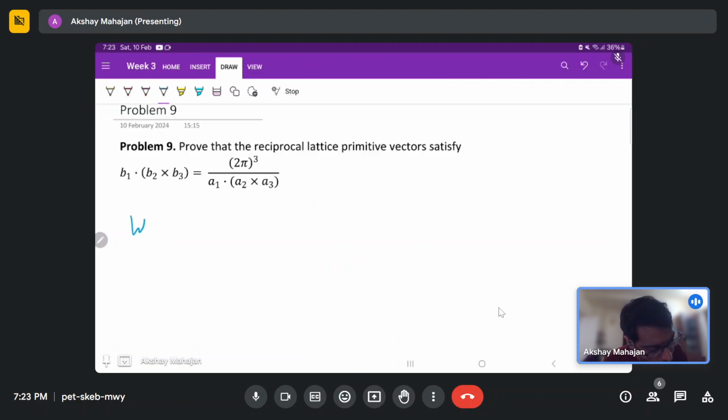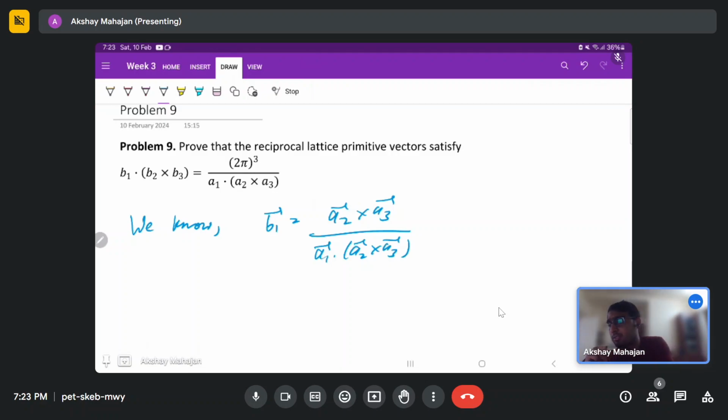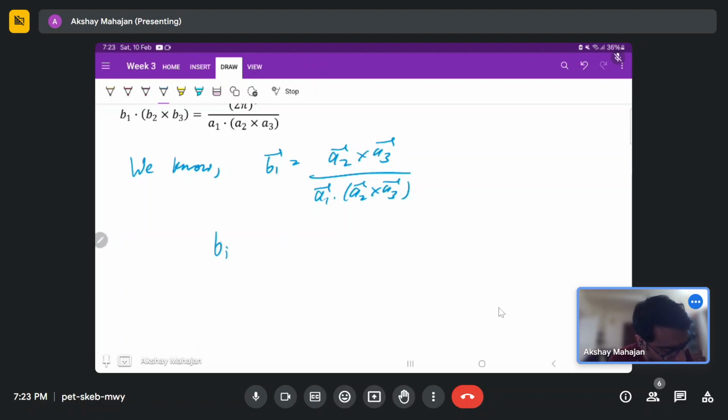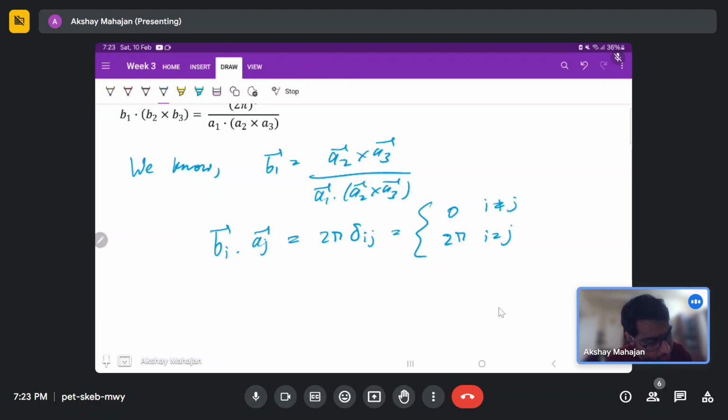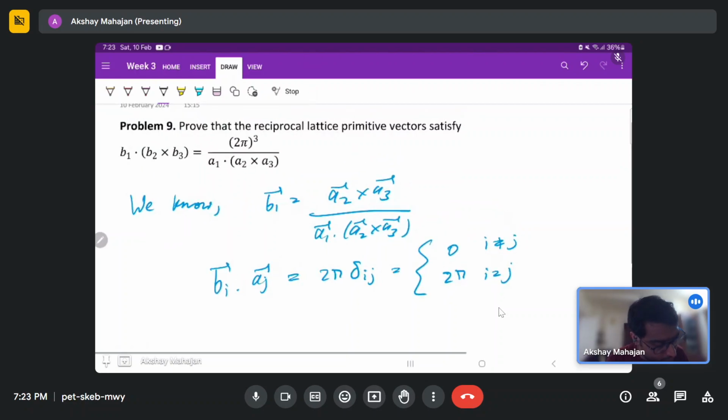Okay, so we know b1 vector is equal to e2 vector cross e3 vector divided by e1 vector dot e2 vector cross e3 vector. We will use this, and also we will use bi vector dot aj vector, that is equal to 2 pi times delta ij, which is 0 for i not equal to j and 2 pi for i equal to j. Right, so now we will try to prove this relation.